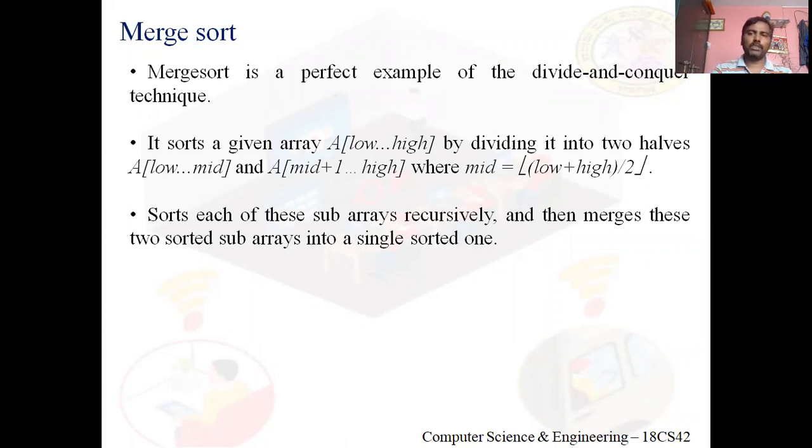Those subarrays are still larger instances, so I need to repeat this division process. This process continues until we get arrays with 1 element. When we have arrays with 1 element, they are sorted, and I need to merge them. Clear? So let me have a look at an example.